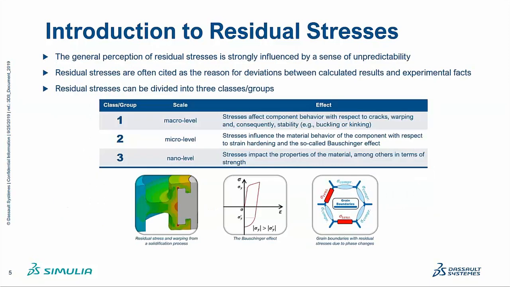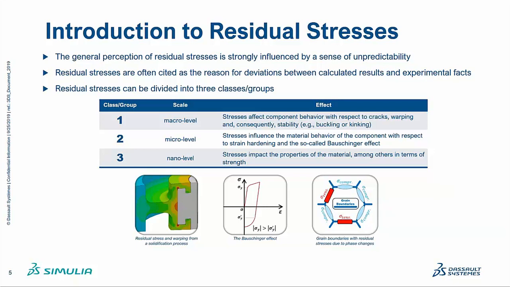The general perception of residual stresses is that they are not predictable. And quite often it's very easy to point to residual stresses and say that this is the reason why there is a deviation or a difference between what you have calculated and what you have actually measured in an actual experiment. But on the whole, you can divide them into three groups: macro, micro, and nano level.